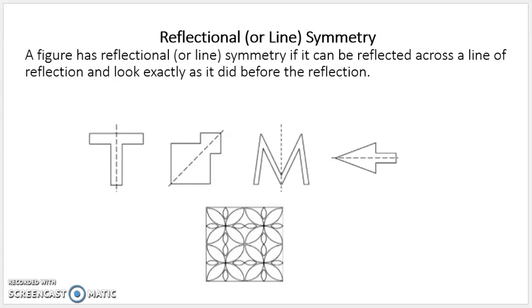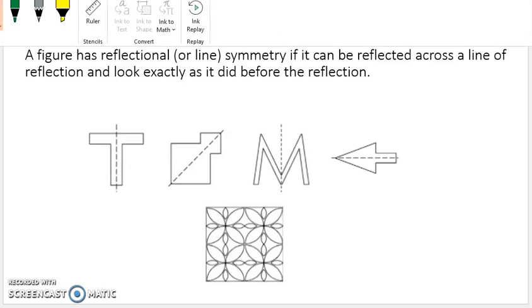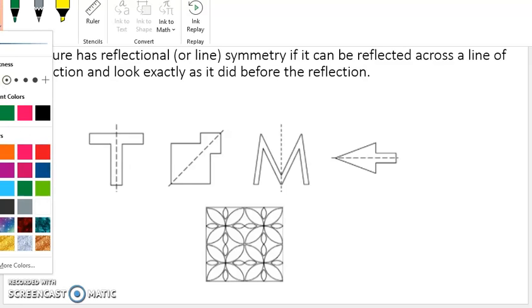A figure has reflectional symmetry or line symmetry if it can be reflected across the line of reflection and look exactly as it did before the reflection. In other words, if you take the line of reflection and you fold the figure over the line of reflection, it would fold on top of itself. So here are some examples with some common figures.